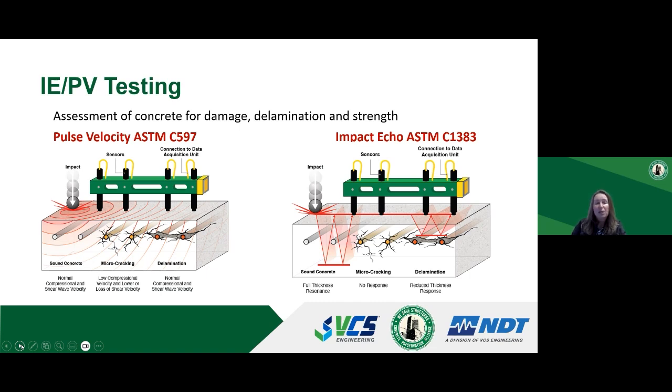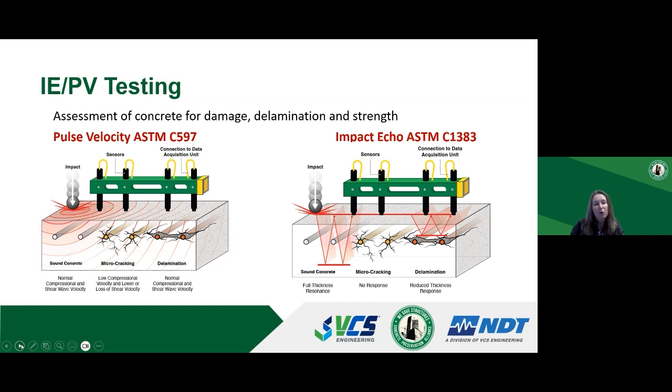The pulse velocity data is collected per ASTM C597. Here, as I mentioned previously, we're measuring the velocity of the wave. What we're actually recording is the time of the wave arrival at each sensor. We have the time, we have the distance between the sensors, we can calculate the velocity. In sound, competent concrete, the wave velocity is expected to be equal to the typical concrete wave velocity.